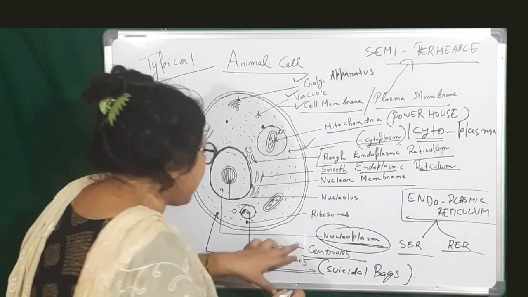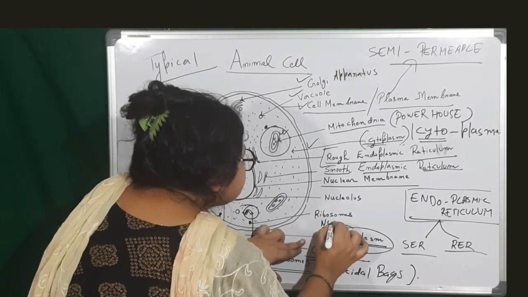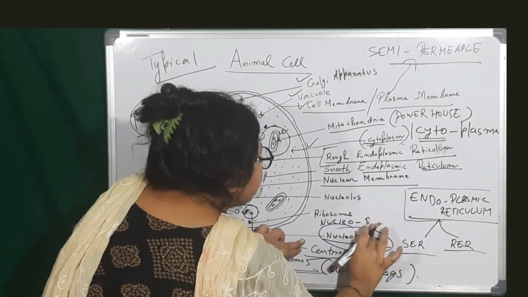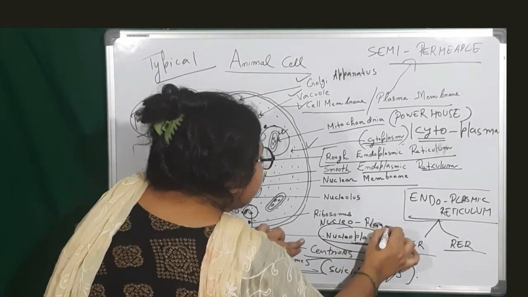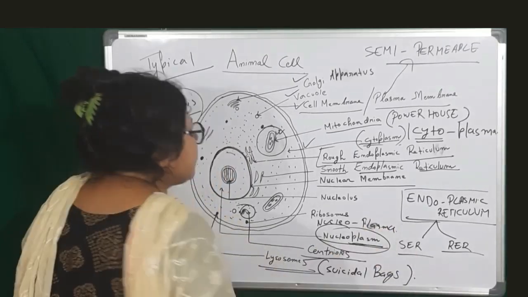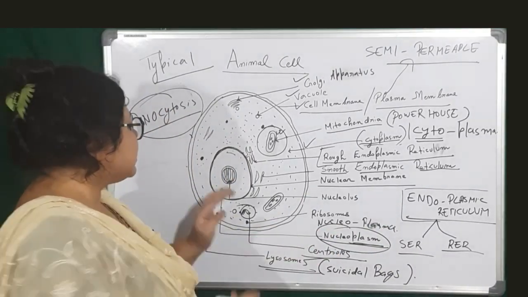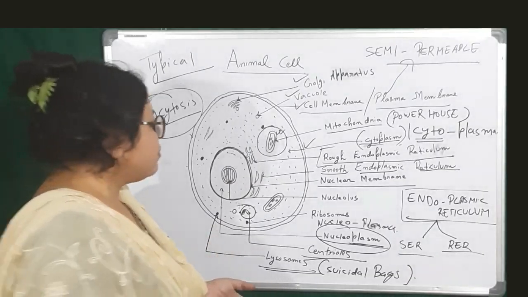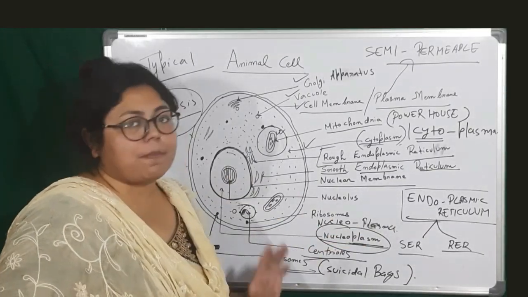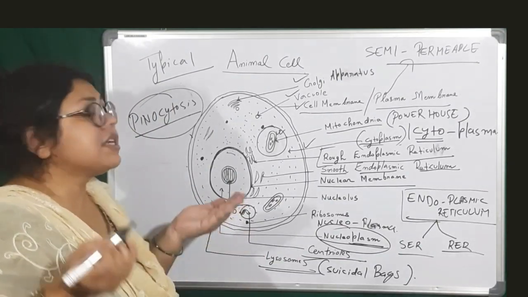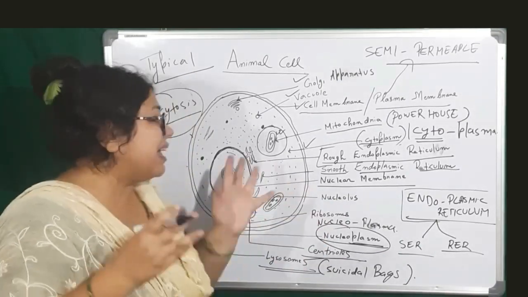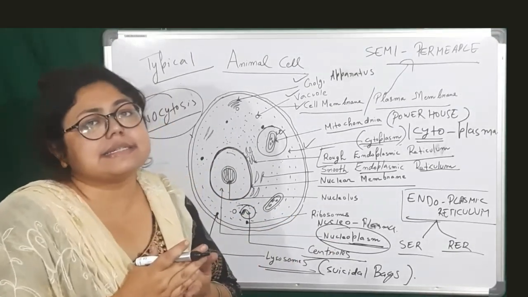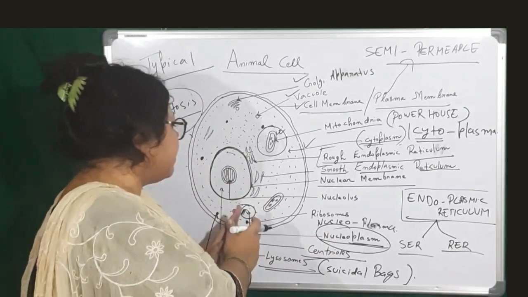If you split it up, you can see nucleo and plasm. Nucleus is this one and plasma is the semi-solid material inside. This is the nucleoplasm. What is its main function? It provides a base for the nucleolus and other activities and maintains the consistency of the cell.